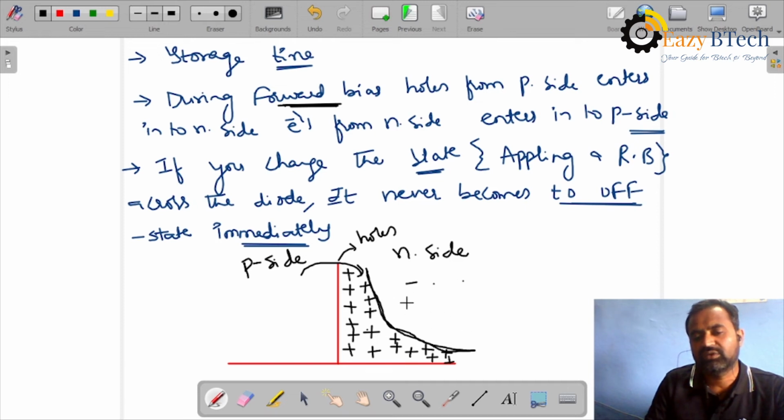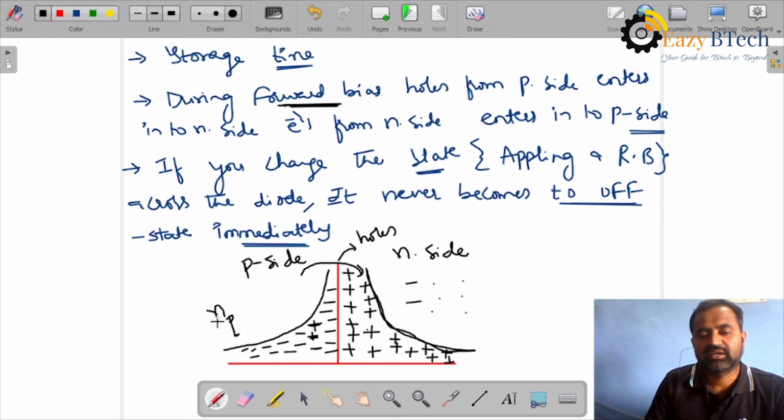These all are electrons, and here also the same in this manner, the minority carrier. This is also negative. What are the minority carriers in the N side and P side? In the P side, holes are the majority and electrons are the minority. That is electrons in the P side. Here holes in the N side. These are minority carriers.